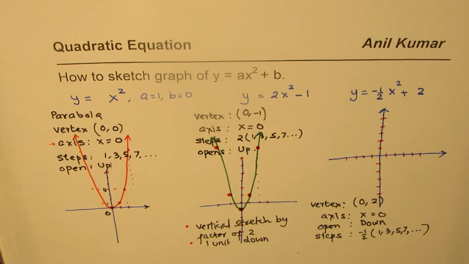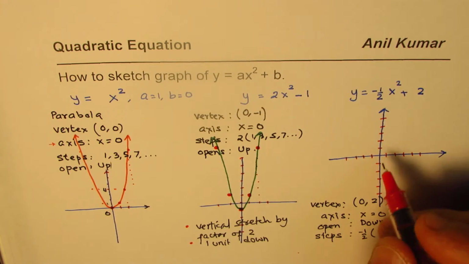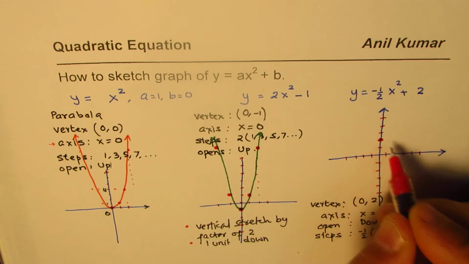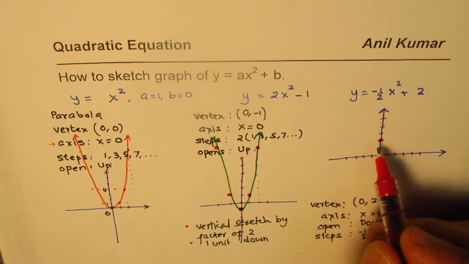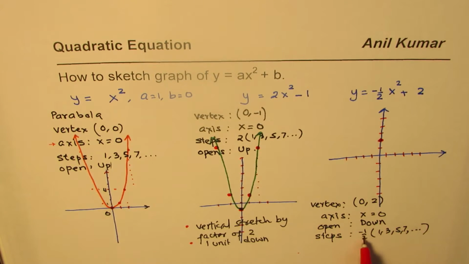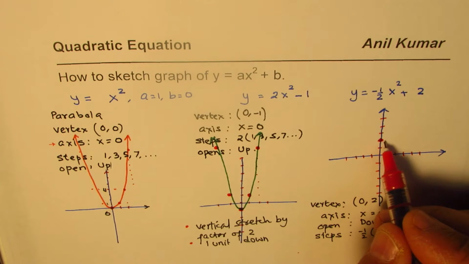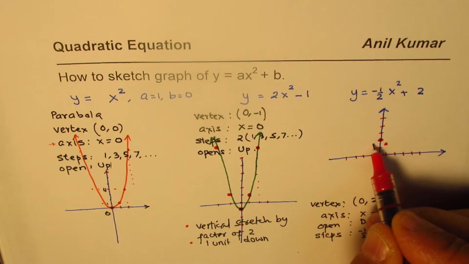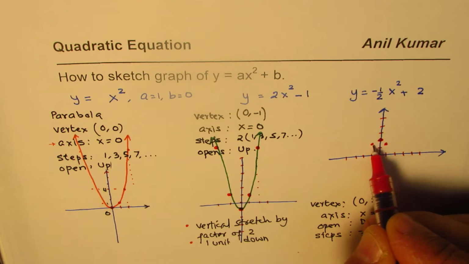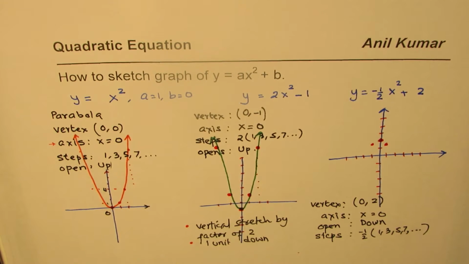Okay. Now let's begin with the vertex itself. Vertex is (0, 2). That means here. And that is the y-intercept also for the graph. Now the steps are minus half, first step. So if I go 1 unit to the right, I just move half unit down, right? So I can do left also and move half unit. From symmetry, you see these 2 points will be symmetrical.